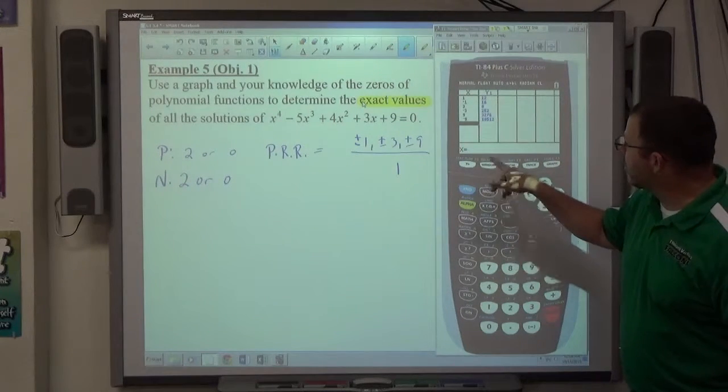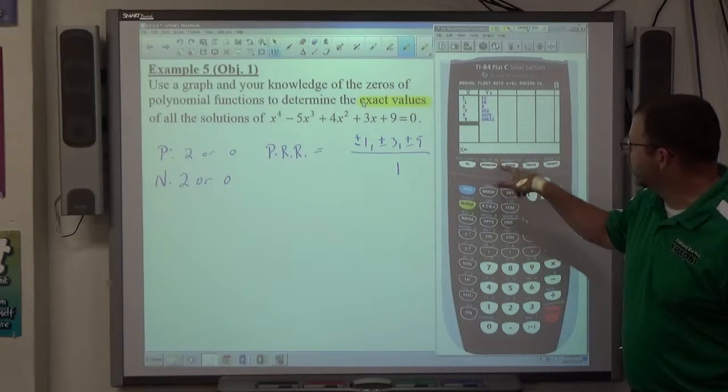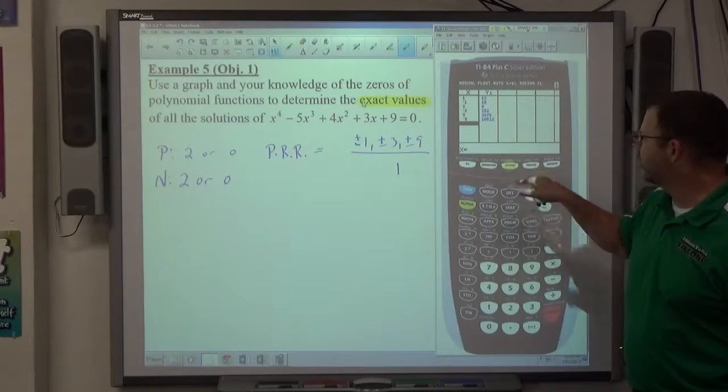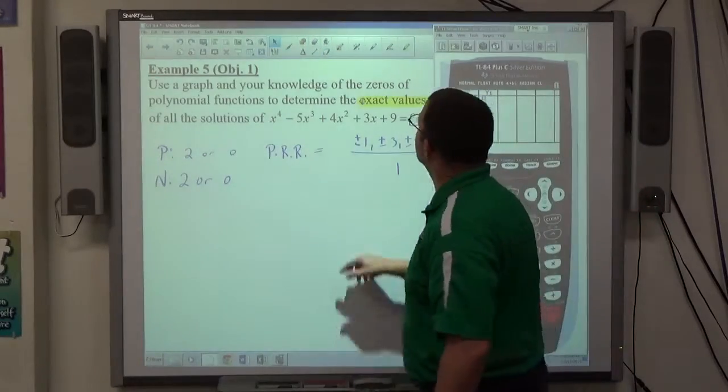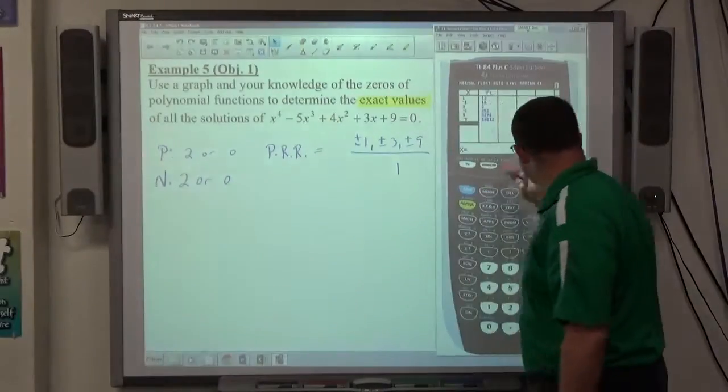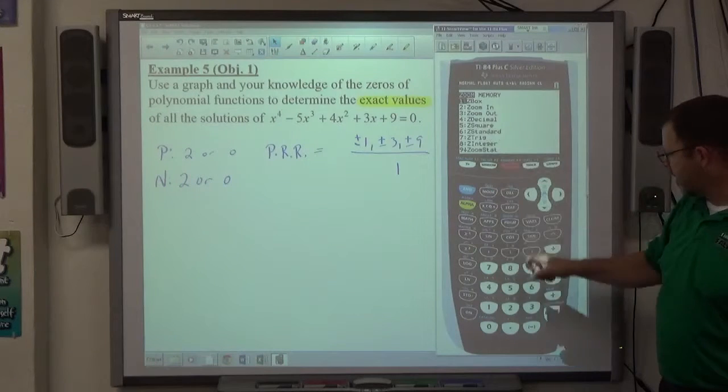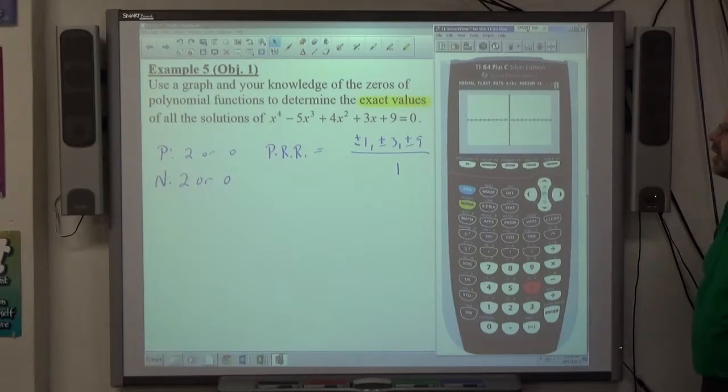If I were to graph it though, I'm going to set my window to a standard zoom, just negative 10 to 10 in all directions. I remember how to use my calculator here. Zoom, and number 6 is standard. That just goes negative 10 to 10 on x and y.